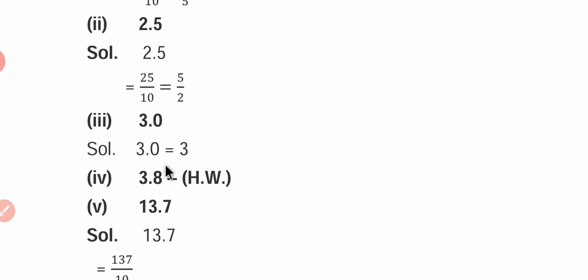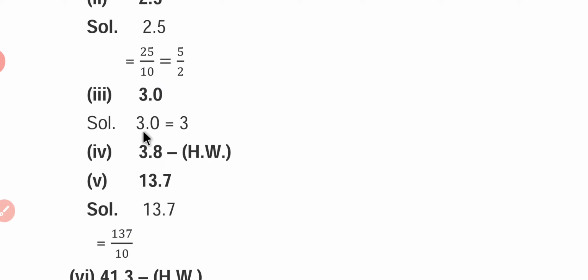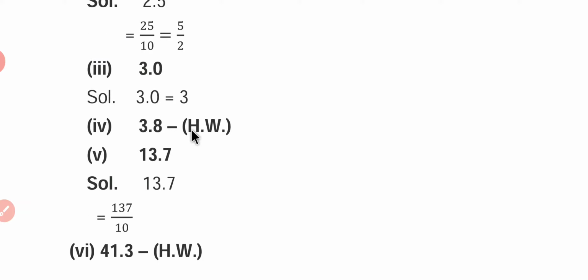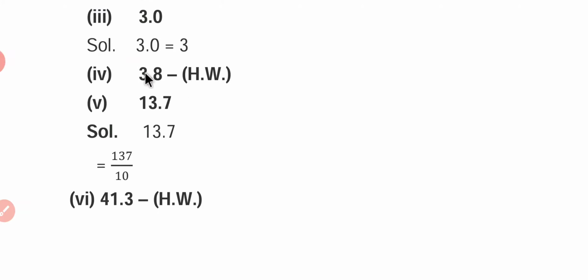Then 3.0. Simply a 0. There is no meaning of a 0 after the decimal point. So 3.0 means 3 only. So right here, 3. The same way you have to solve the fourth one. Then the fifth one, 13.7. As after the decimal in 13.7 only one number is given, it means you have to put how many zeros? Only a single zero. So 137 by 10. And 137 by 10 is the lowest form.